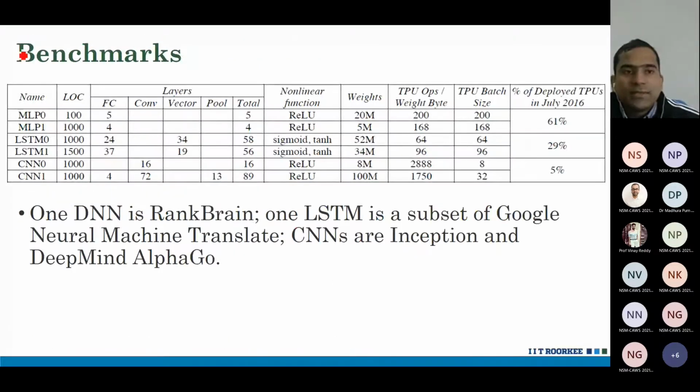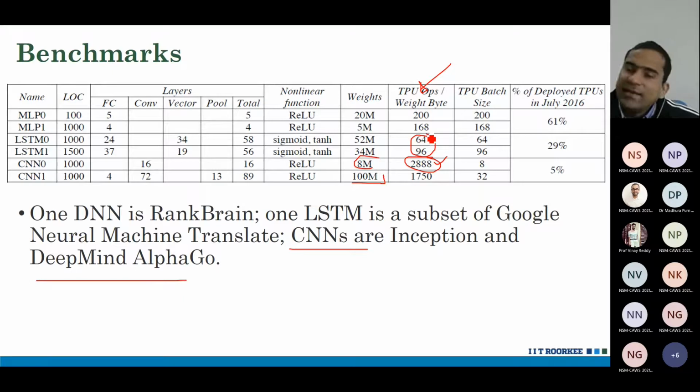So these are the benchmarks. They have used 6 of them. One is MLP, one of them is LSTM, one CNN, Inception, DeepMind AlphaGo. Here are the weights, the number of weights. Now, if you attended last week's lecture, this is arithmetic intensity. Arithmetic intensity is highest for this CNN, and it also has a lot of weights. So as you can expect, this will give the highest performance. Here, arithmetic intensity is very poor, so this will give very low performance.